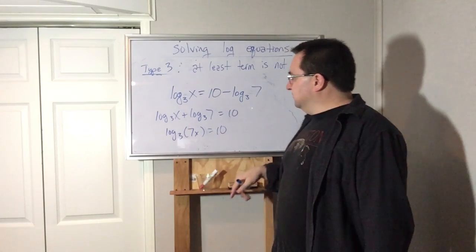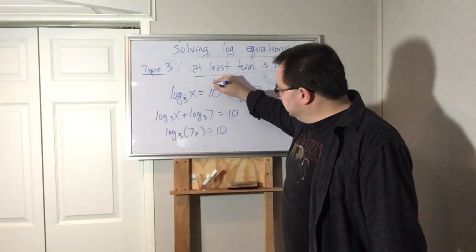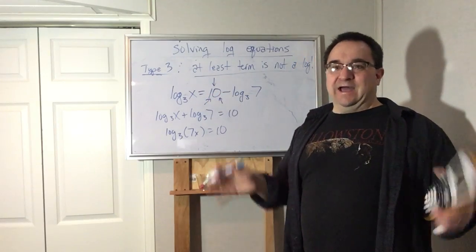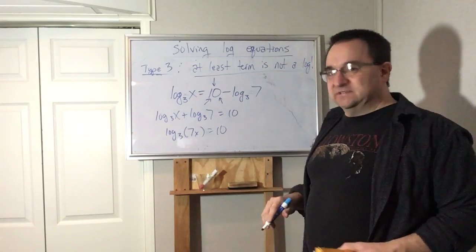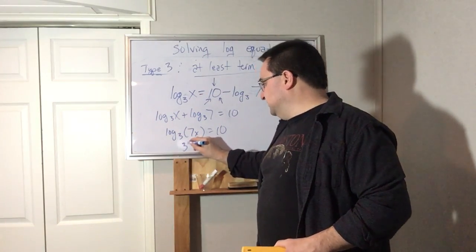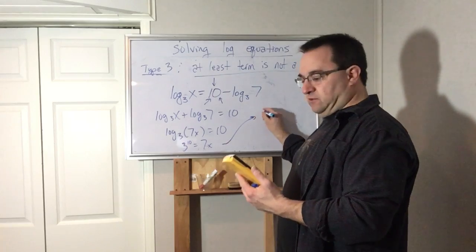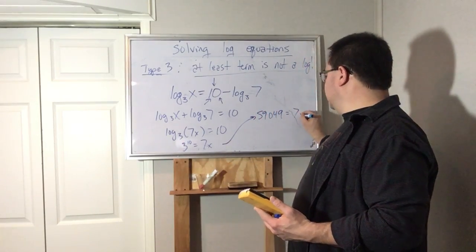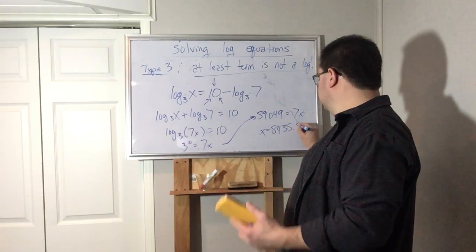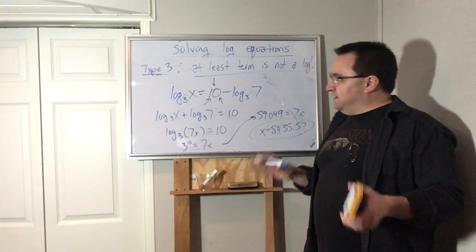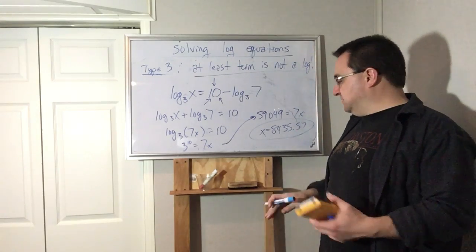See, you might have to tweak it a little bit. So what makes it type 3 is this: at least one term, see this one right here, has to be a non-log term. That means you can get it by itself on one side. Let's just finish this off. So 3 to the 10th is 7x. So 59049 is 7x, and if I divide by 7, I get x equals 8435.57. So, sorry about that. Yeah, type 3 is better stated: at least one term is not a log. That is how you tell.